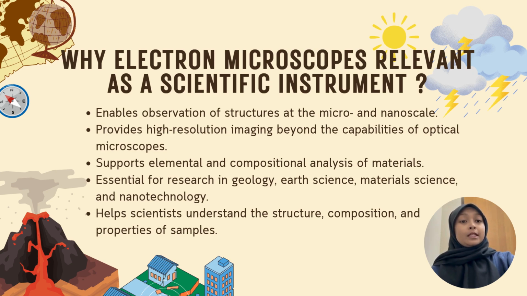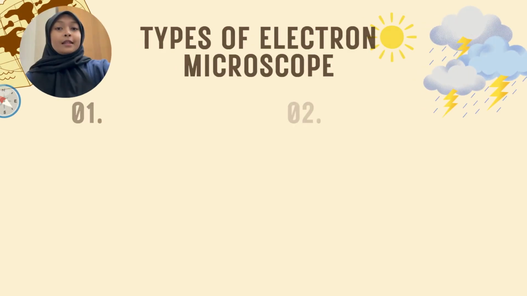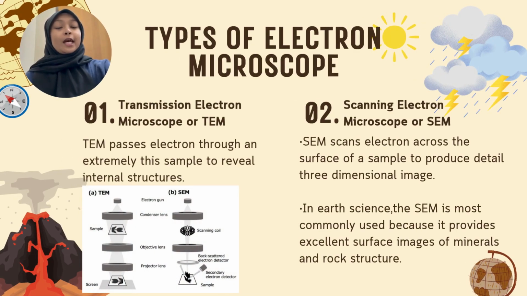Because of these capabilities, electron microscopes are widely used in scientific research, particularly in geology and earth science, where they help researchers examine minerals, rocks, and other geological materials. Therefore, electron microscopy is a powerful and essential tool for advancing scientific understanding and investigation. Next, I will explain the two main types of electron microscope, which are the transmission electron microscope or TEM and the scanning electron microscope or SEM.